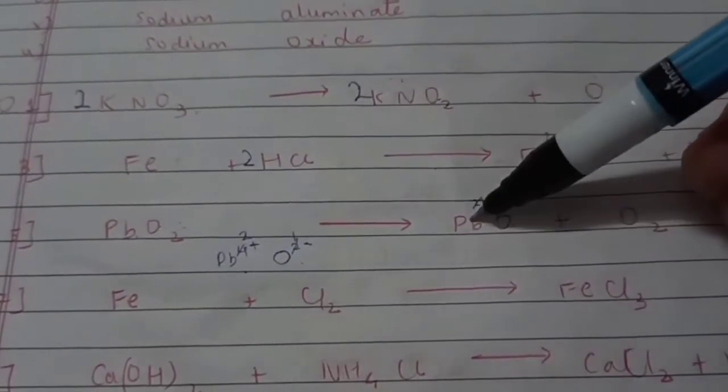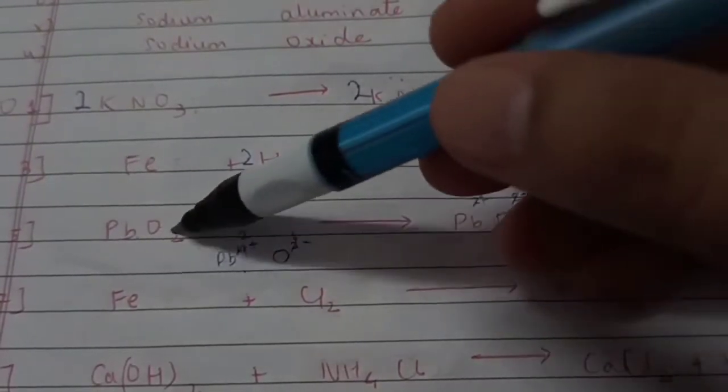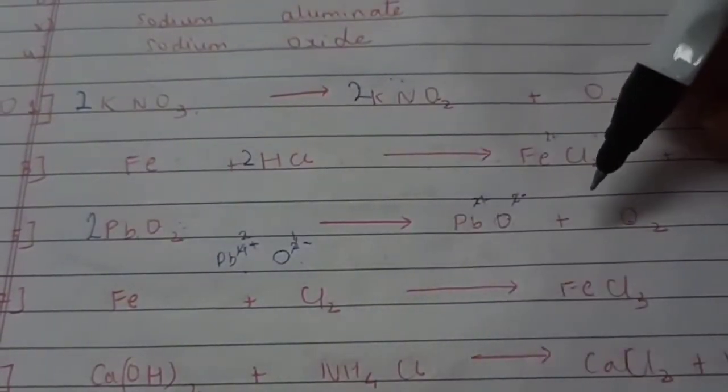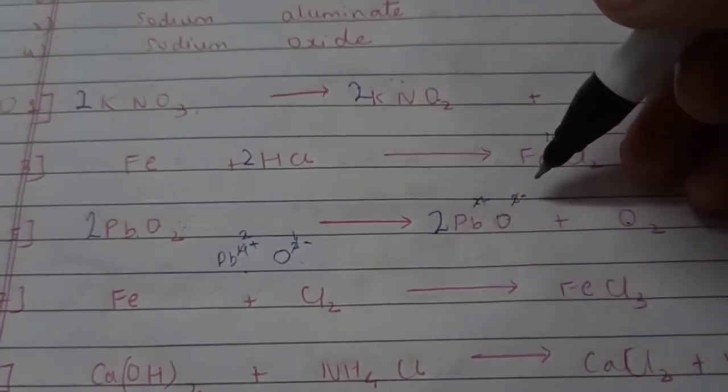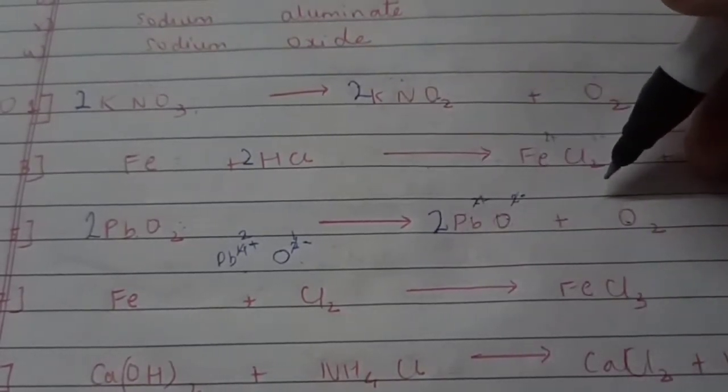Lead 1, but oxygen is 3 and here it's only 2. So we'll have to increase this side. So let's put a 2 out here. So that becomes 4 now. So now here oxygen is less and even lead is less. So let's put a 2 out here. So now lead is 2. That's balanced. And oxygen is also 2 plus 2, 4. That's balanced as well.